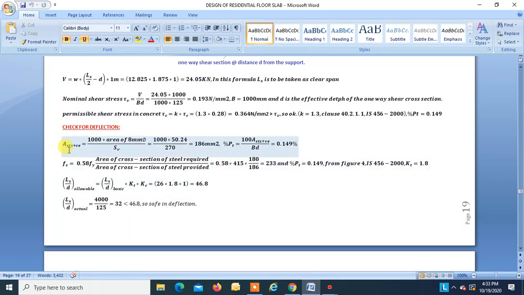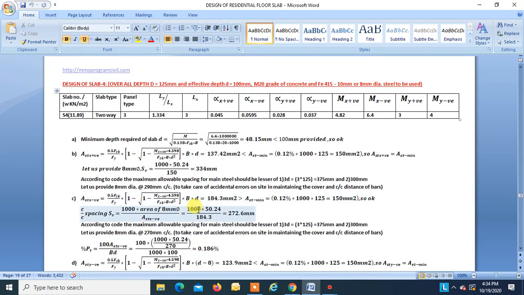Check for deflection. So we will have to take ASTX positive. That is 186 mm square, PT is 0.149, FS is found to be 233, and for PT 0.149, from figure 4 we get KT 1.8. So this is equal to 26 into 1.8 into 1, that's 46.8. This actual is 4 meters by D 125 mm, that is 32, less than 46.8. So it is safe in deflection.